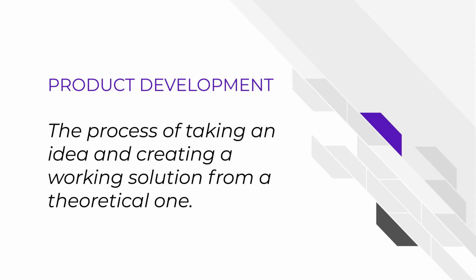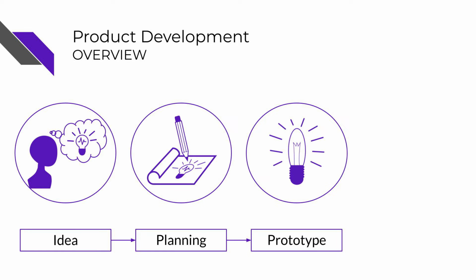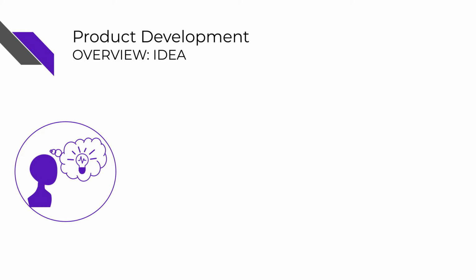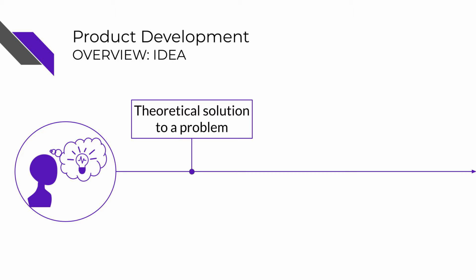There are different ways for different products, but there are some universal steps that apply to any product development process. Let's have an overview of this process before we see the steps one by one. First off, you have the idea, and this is where everything starts. You see a problem that you have a theoretical solution for.